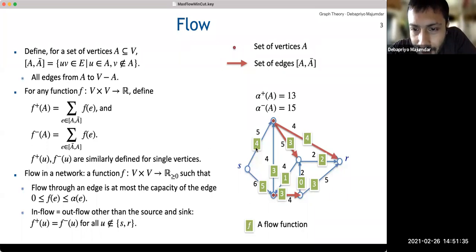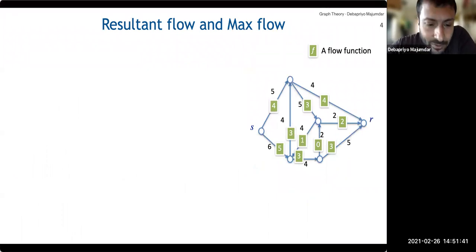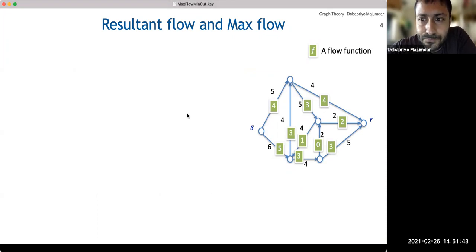So this is a flow function in this picture. All right. Now, resultant flow and max flow. What are the definitions? This is the same flow function I have copied from the previous slide. I also corrected the 3's here. So here, let's say this is our set of vertices. This is the flow function. This is our set of vertices. And with respect to those set of vertices, we want to do something.